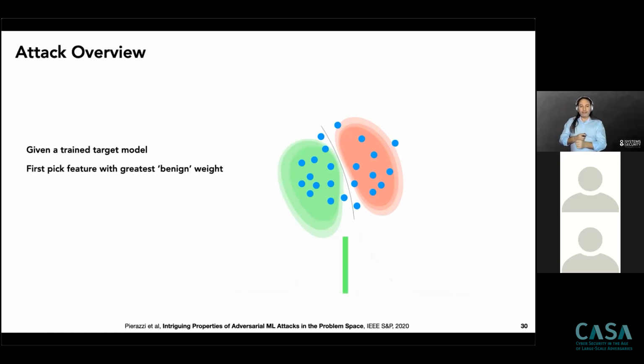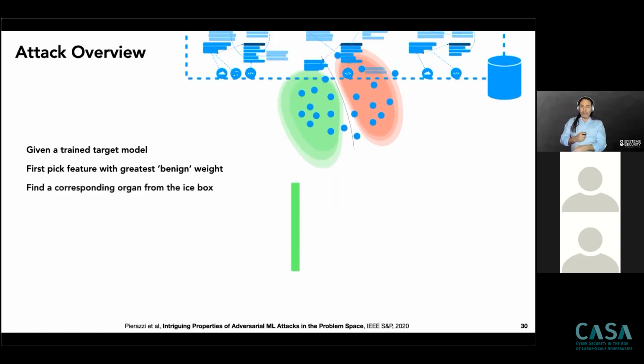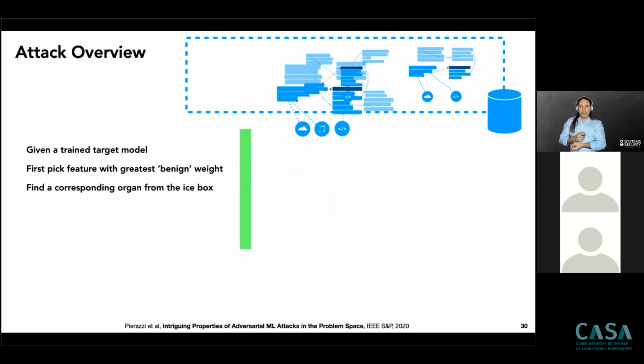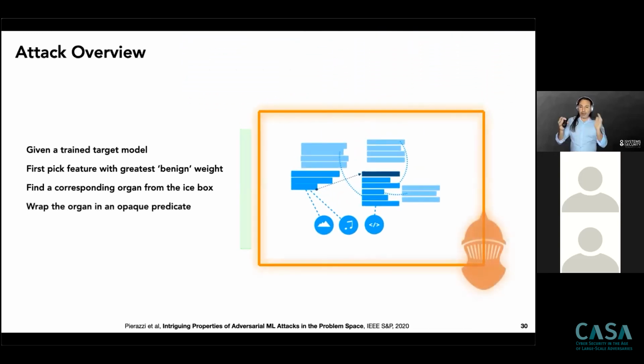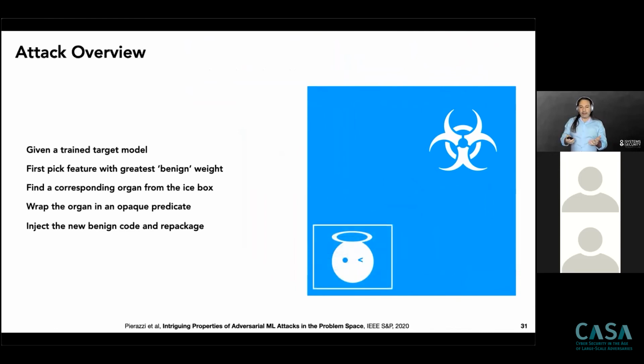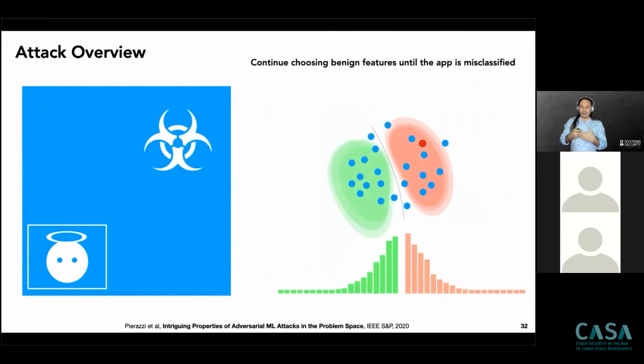So we first pick the features with the greatest benign weight. Then we go and look into our icebox for the gadget whose code corresponds to this feature. So say that the feature corresponds to a specific activity, then we go into our database to identify what gadgets have that specific activity. Then we take that gadget, we wrap it into an opaque predicate, and we transplant it into the malicious software, so that it's never executed. Then we repeat this process over and over and over.